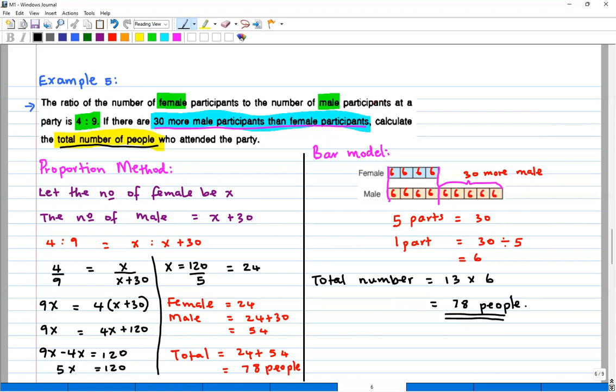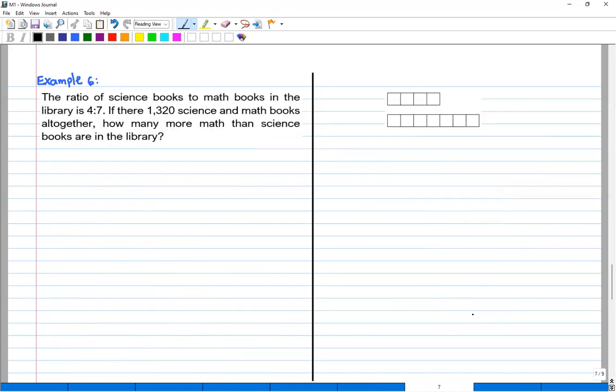Okay, you can use the proportion method or the bar model method. You will be able to come up with the same answer. I hope you have understood that.